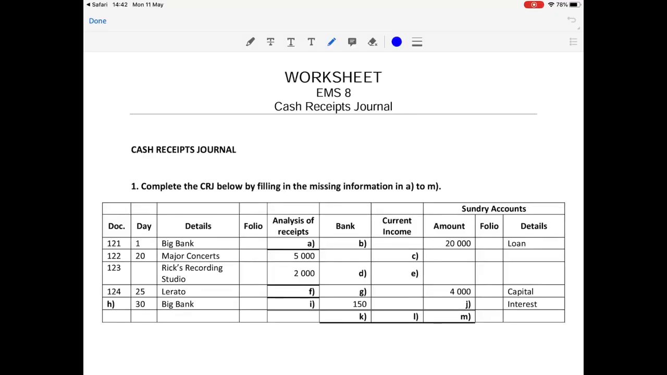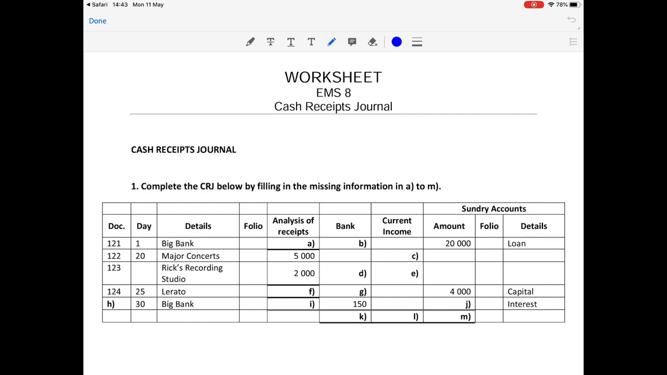You've been asked to complete a cash receipts journal, which gives you some information, but you have a number of cells empty. Now, a lot of you were confused by this, expecting me to give you a list of transactions, but all of the information that is missing in this cash receipts journal is right here in front of you. You don't need any other information.